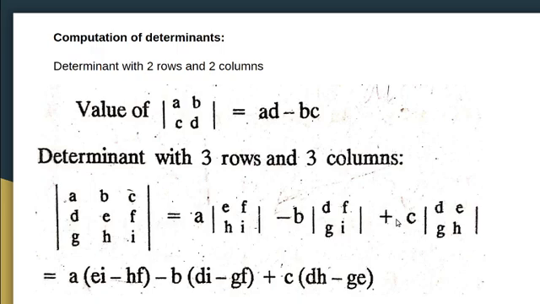Then again a positive sign for the third element, C. Then strike off that row and column. Then find the determinant value of the remaining elements, D, E, G, H. This is the way of determining the determinant value of a determinant having 3 rows and 3 columns.